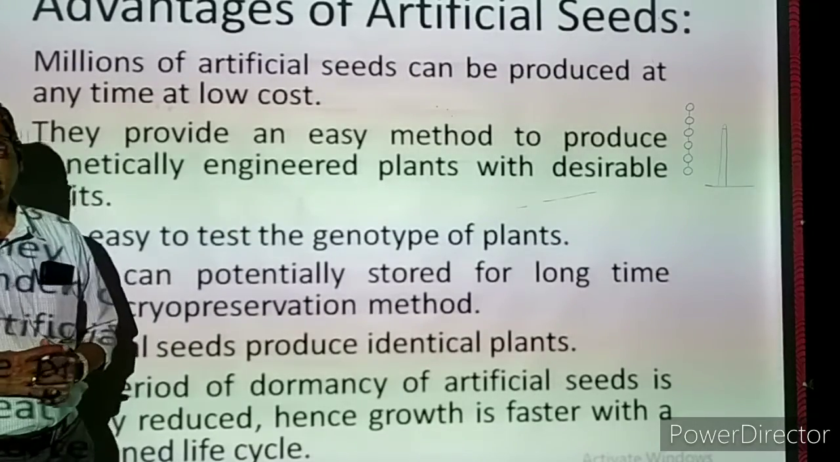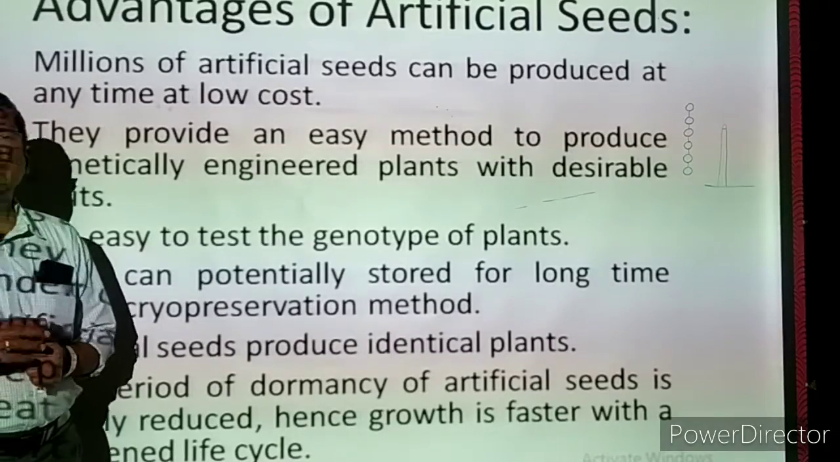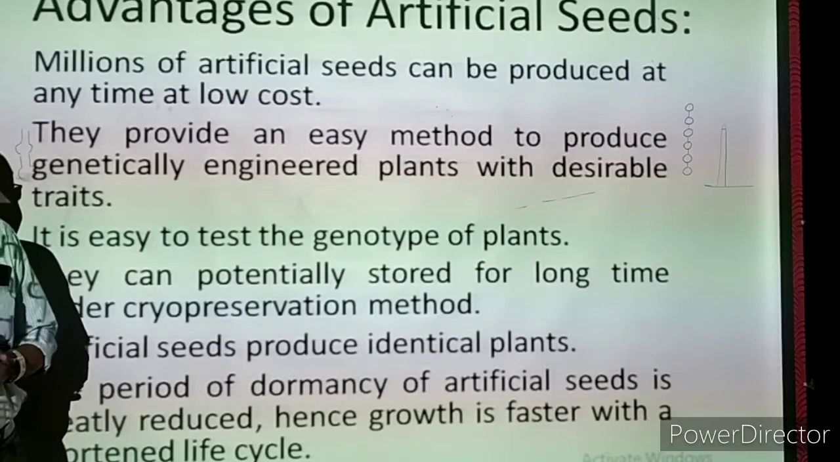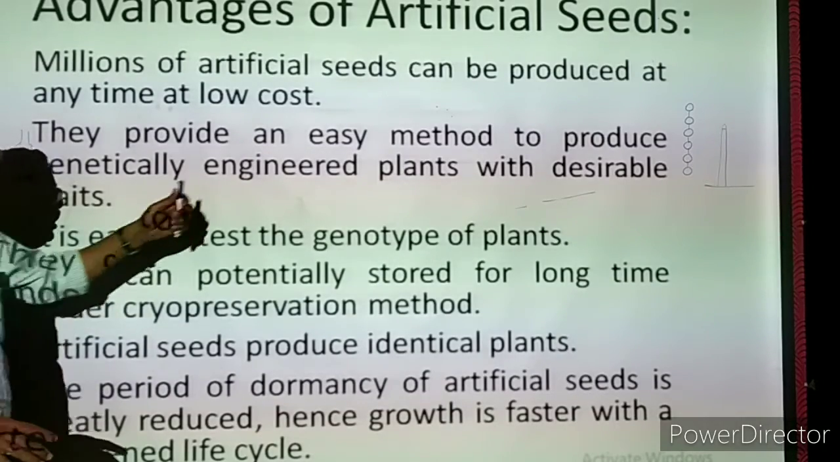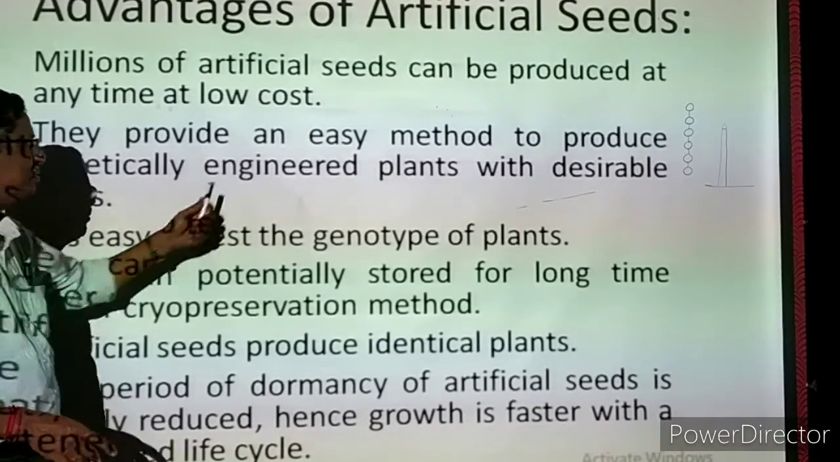We have to take the genes which are responsible for the characters. A few genes, not all the genes. Some genes must be altered in order to increase the power of the character.